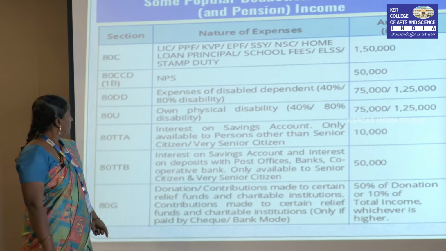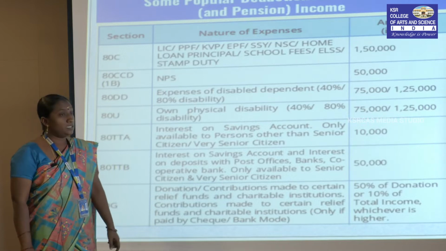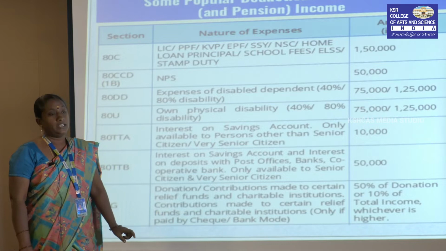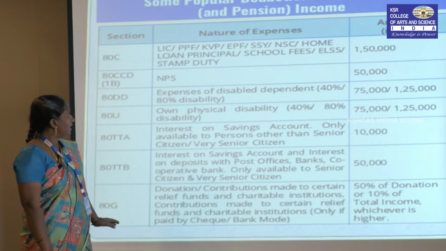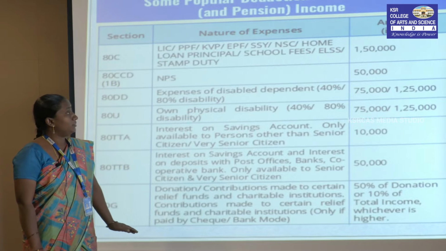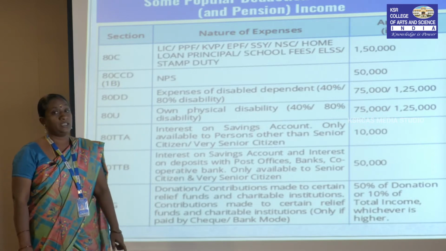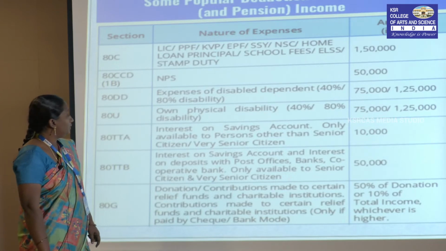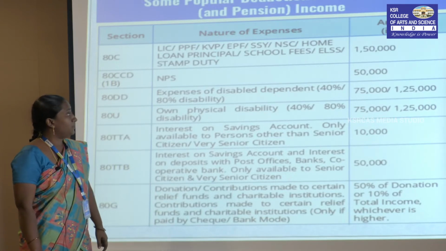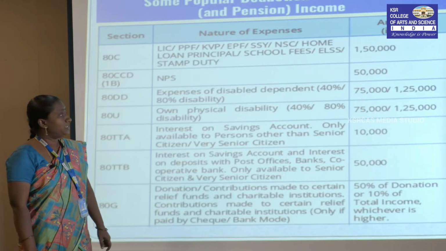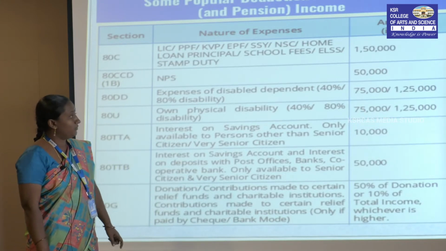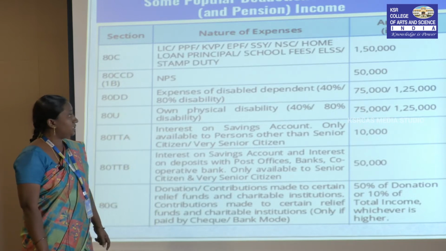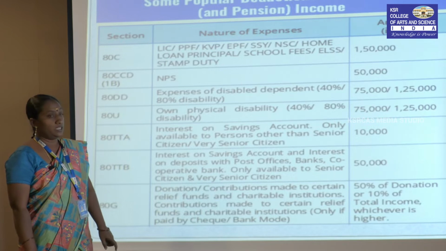Then the next one, 80CCD, that is the National Pension Scheme. If the individual invests any amount in the National Pension Scheme, you can deduct rupees 50,000. Next, deduction under section 80DD, that means the expenses of a disabled dependent. If the disability is 40%, the amount of deduction is 75,000. If the disability is 80%, the amount is 1,25,000.